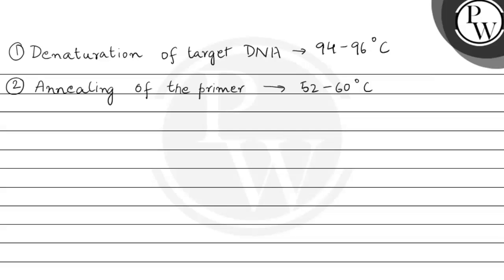Now this high temperature is required because we need to keep the two strands of DNA separated, that is denatured, because if the temperature comes to room temperature, then that will cause re-annealing of the target DNA sample. So we don't want the target DNA sample to re-anneal. Instead, we want the primer to anneal to the target DNA sequence. Therefore, we need a higher temperature.